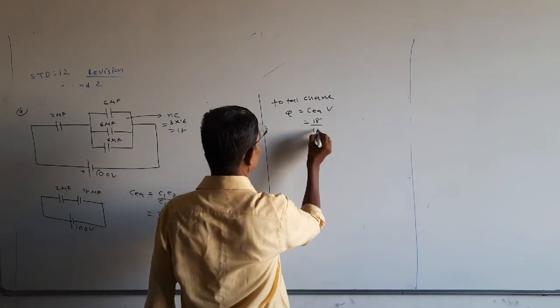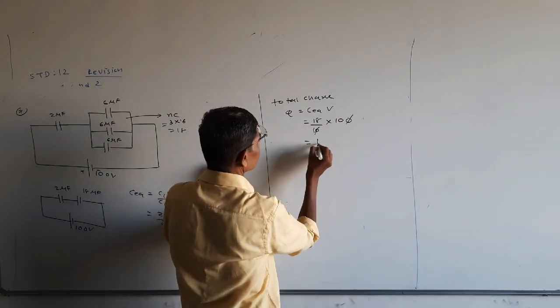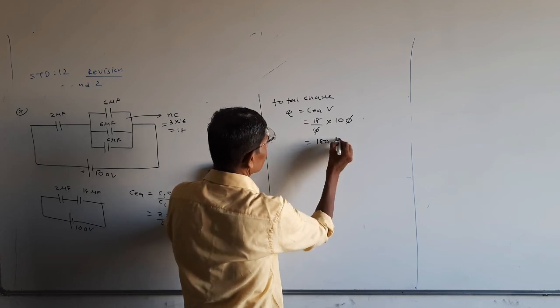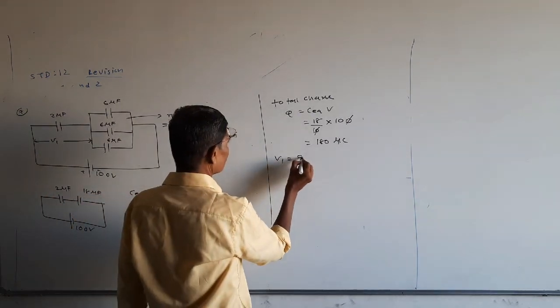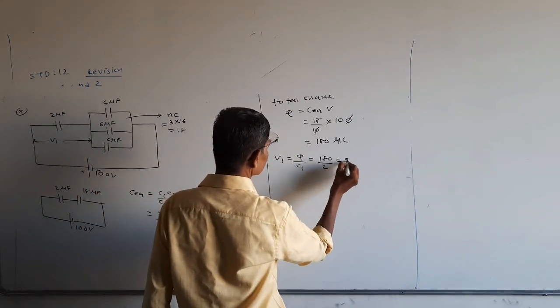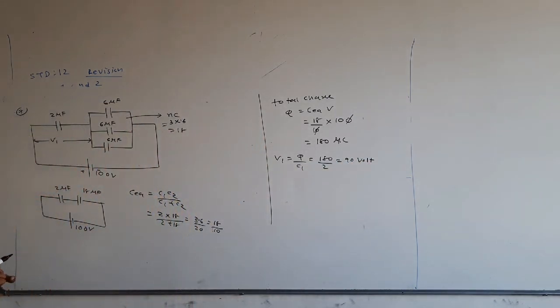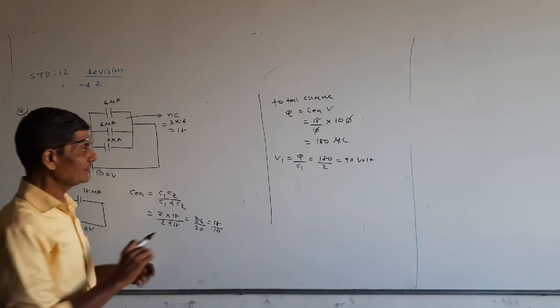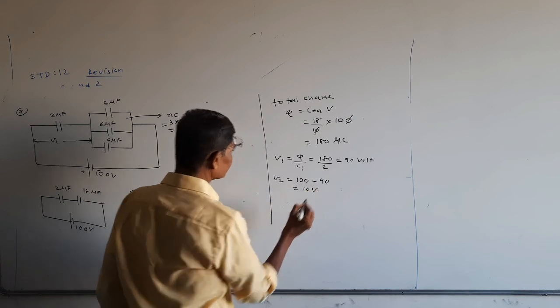See, battery voltage is how much? 100 volt. So Q is 180 microcoulomb. Now see what is the voltage across this? V1 will be Q upon C1, 180 upon 2, that is 90 volt. Okay, and V1 plus V2 is V, so V2 will be 100 minus 90, which is 10.